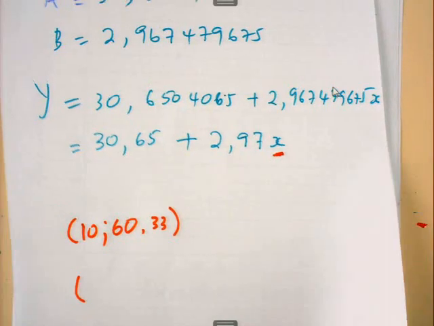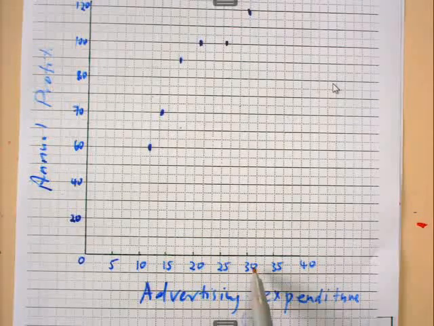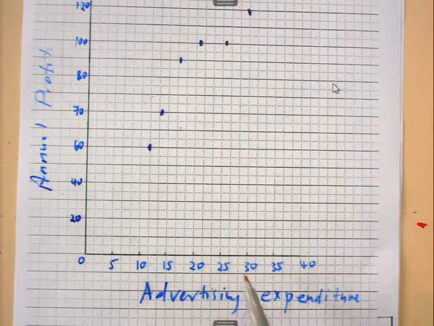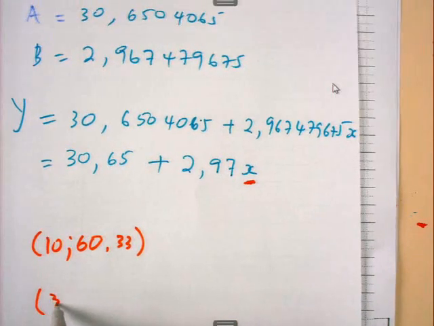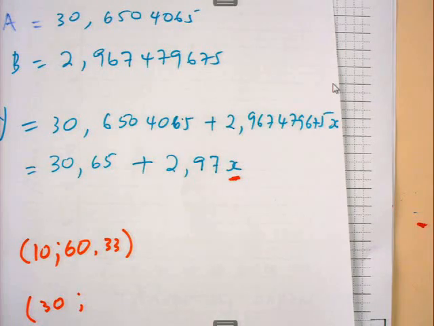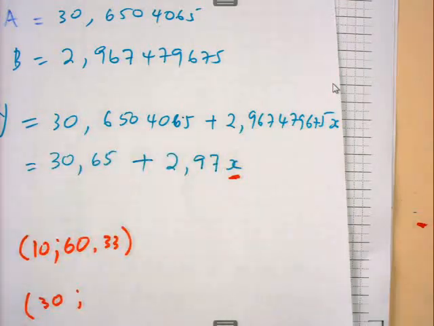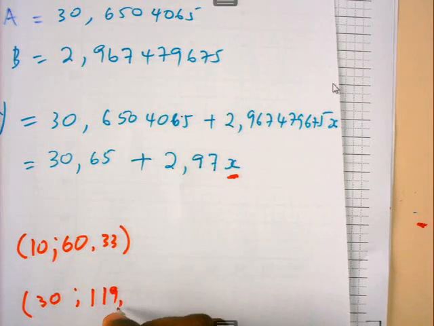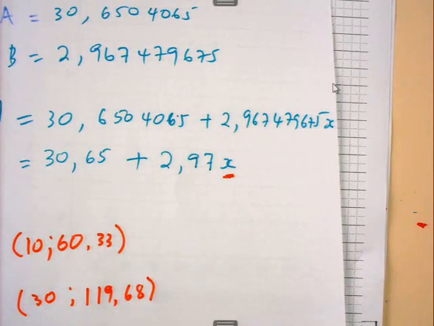Now I also check another value of x. We took 10, it's fine. We are now going to use any other value, let's say 30. You see the 30 is also on the points. Now we substitute x with 30 in our equation. I go back to my calculator, I don't delete the whole thing, I just go to the brackets, and for x, I put in 30. Then I say equals to, and my calculator says 119.668, I think it is 119.68.